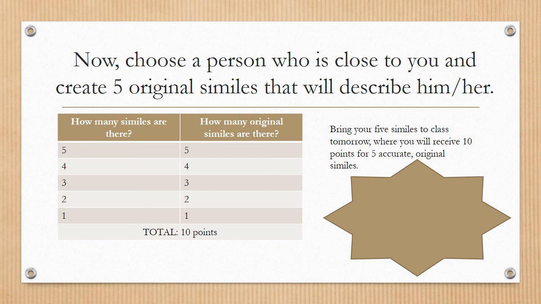If you have 5 accurate similes, so similes that use the words like or as, you will get 5 points. And then if all 5 of those similes are original, you will get an additional 5 points for that total of 10 points. For tomorrow's class, you are to bring your 5 similes and you will receive 10 points for 5 accurate original similes being brought to class. Again, you'll want to write those similes on a piece of lined paper to bring in.